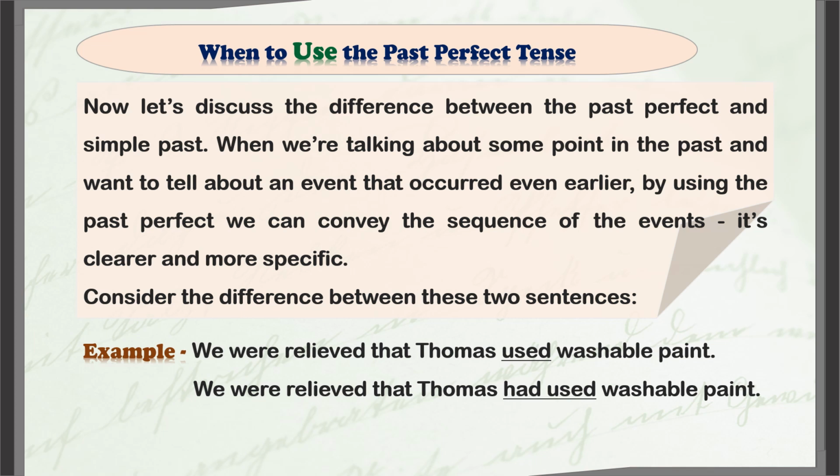Readers might understand it as, we were relieved that Thomas was in the habit of using washable paint. Whereas in the second sentence, the past perfect makes it simple and understandable that we are talking about a certain instance of using washable paint.